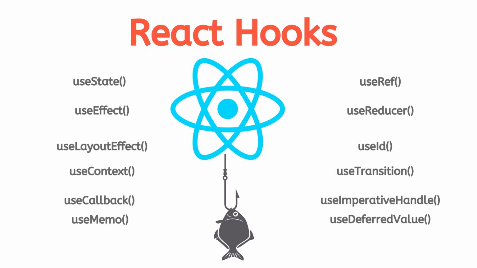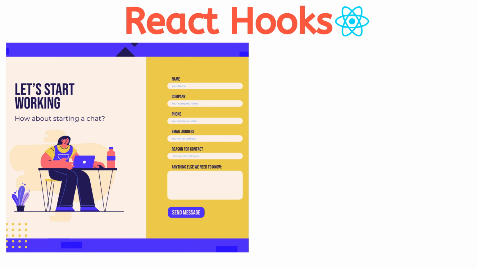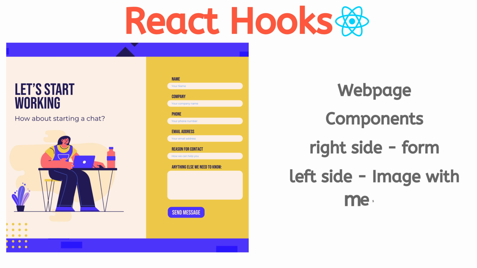Before we dive into understanding all the React hooks, let's see how they are applied on a web page. If you see on the screen, there is a web page with multiple components. The right side component is a form where the user needs to fill in the name, company, phone and email address, reason for the contact, and anything else we need to know, and they can click send message. So this is one component, and on the left side there is an image with a banner message saying let's start working, and how about starting a chart and an image.